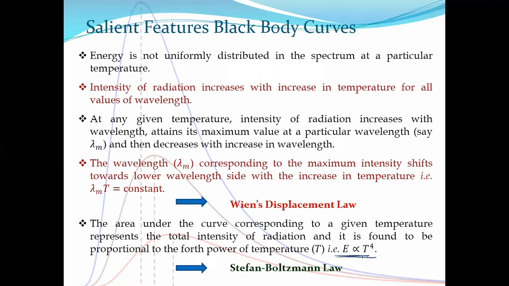The technique. We calculate the intensity for different wavelengths and draw a graph after that. No need of that, because Stefan's law is already there. Why will you do that? You have the Stefan-Boltzmann law. What does it say? E equals sigma T to the power 4. What is E? E is the total intensity. So measure the total intensity of radiation. How will you measure? We'll discuss.